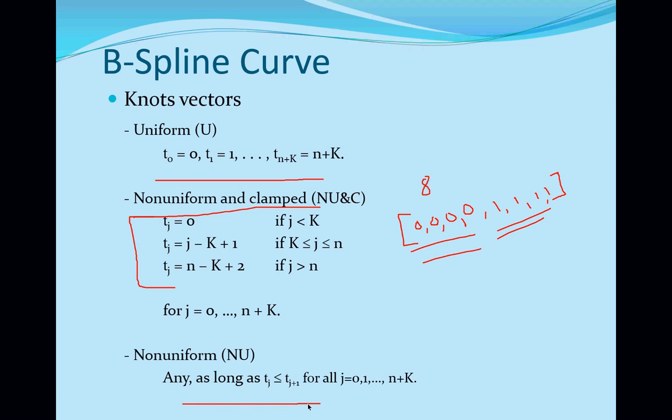Of course, it is non-uniform as long as Tj is less than or equal to Tj plus 1 for all values of j from 1 to n plus k. So for all values of j, if Tj is less than or equal to Tj plus 1, that means this is the T vector, which is equal to this, equal to this, equal to this. This is less than this. This is equal to this. This is equal to this. This is equal to this. So if this is happening, we say it's non-uniform.